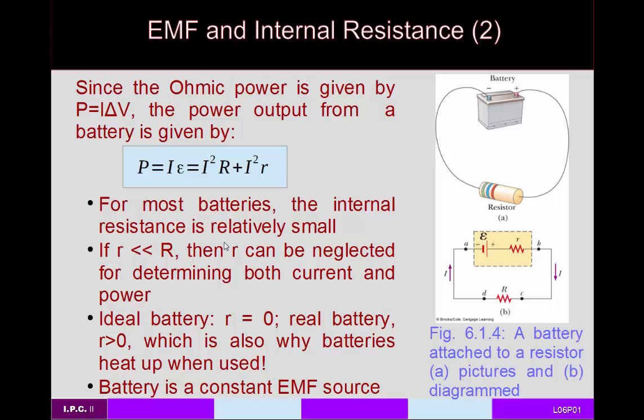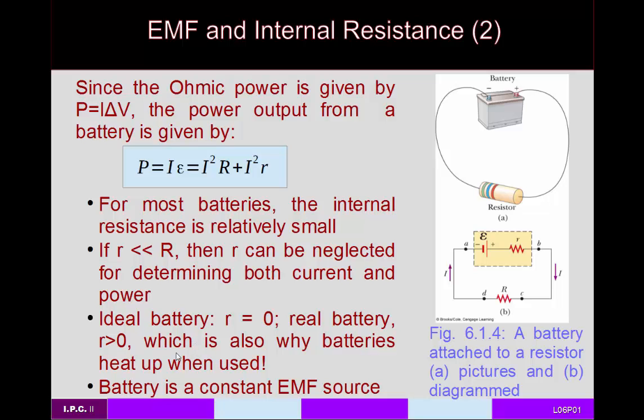Most batteries have a very small internal resistance, and we're going to do an example that looks at this on the next slide. So typically, the internal resistance is going to be much smaller than the load resistance, and so we can basically neglect the internal resistance when determining the current. Of course, in an ideal battery, the internal resistance is zero, but a real battery is not the same as an ideal battery. It always has some slightly larger than zero internal resistance.